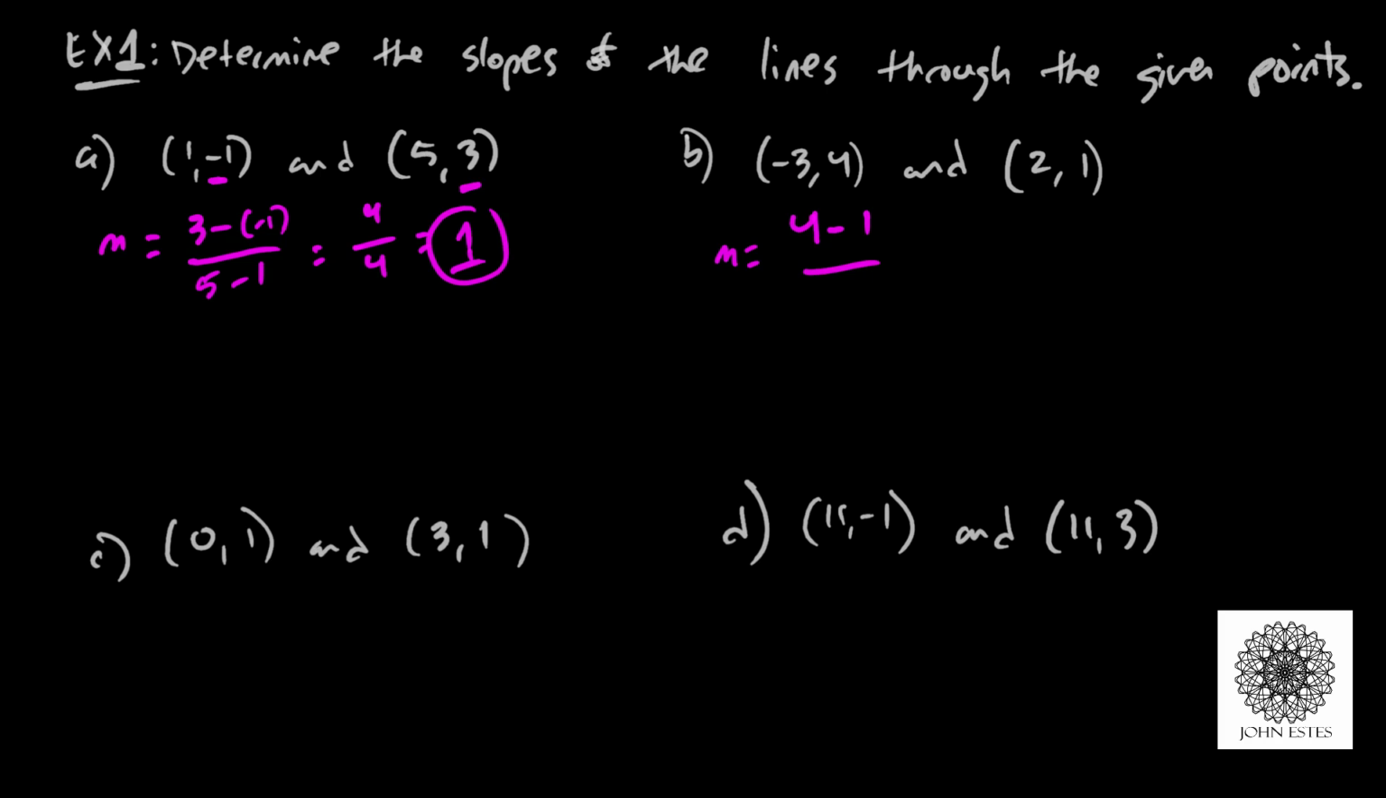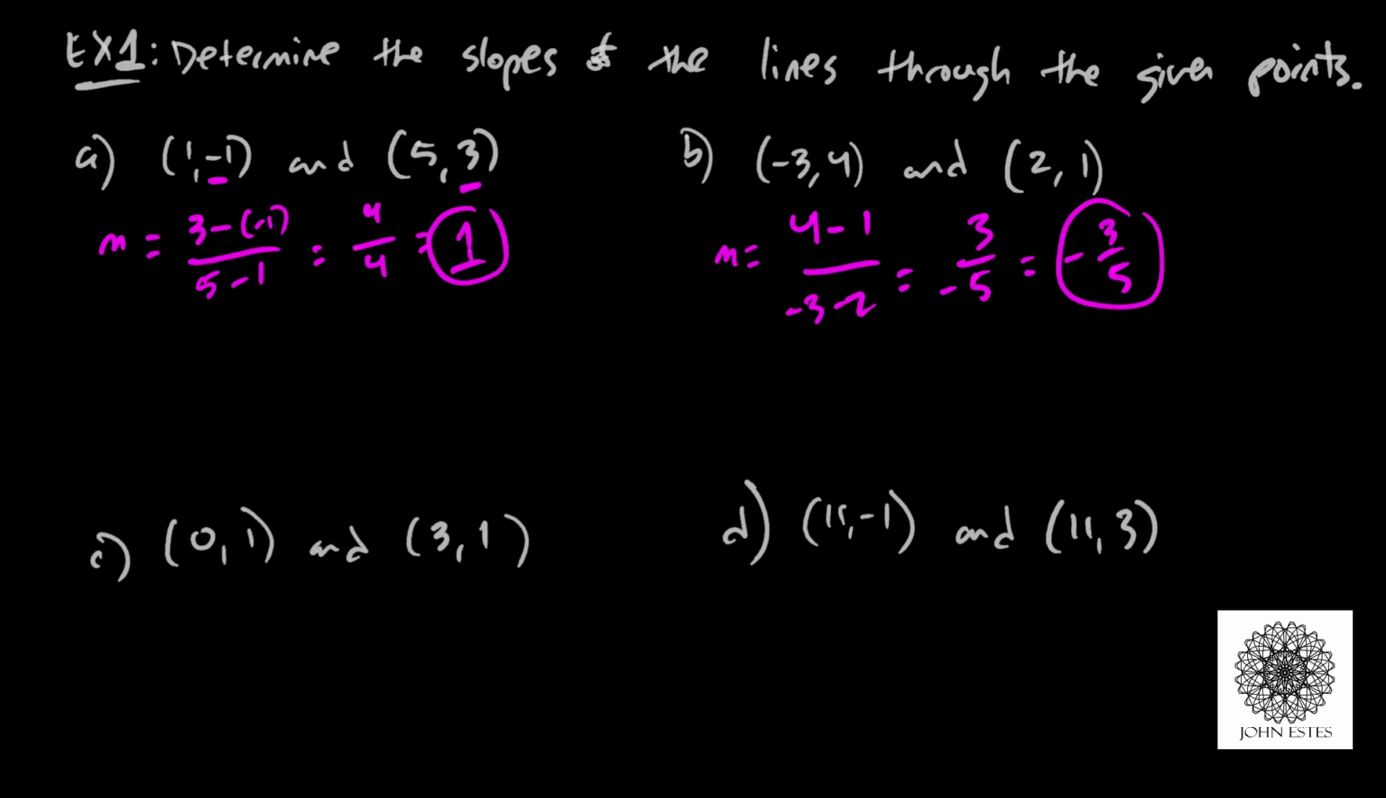So I'm going to say negative 3 minus 2. This time I have 4 minus 1, which is 3, over negative 3 minus 2, sorry, which is negative 5. So here I have negative 3/5. The way I can interpret this is if I go to the right 5 spaces, my line has gone down 3 spaces. Or if I go to the left 5 spaces, that would be like negative 5 in the x direction, then my line is going up 3 spaces.